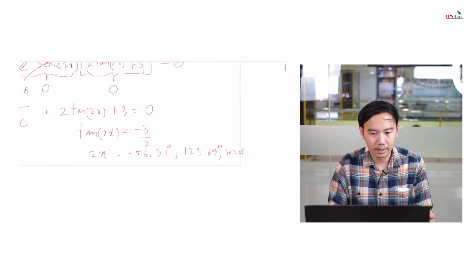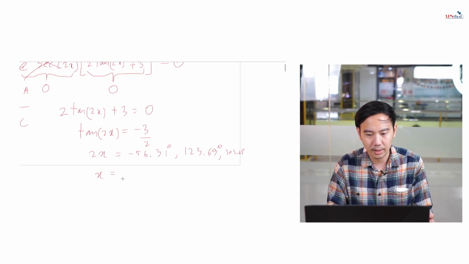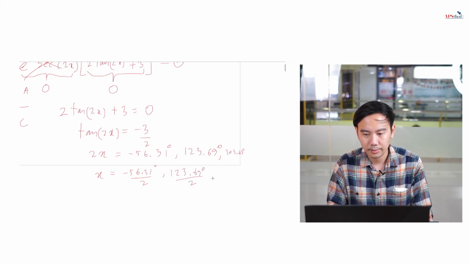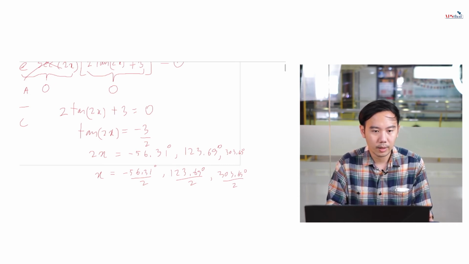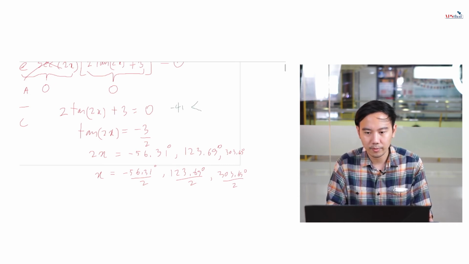So if you look at this, you will notice that 2x will have to become x. Therefore, we have to divide each answer by 2, right? Which will get us here. Okay, don't forget that we are aiming for answers within negative 45 to 45 degrees, right? So this one looks okay. This one, I don't think it will be within 45 degrees, so we'll scrap it. This one is nowhere near close.